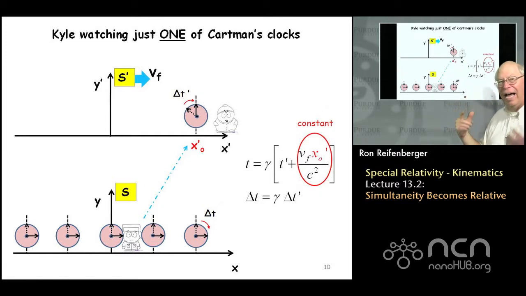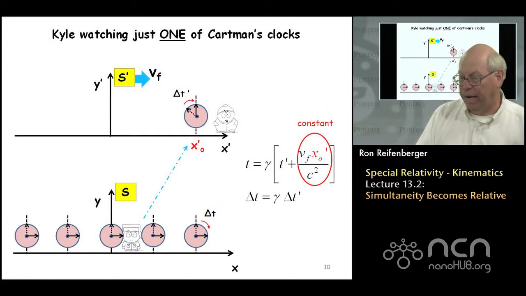When you take the time difference, the guy in the S prime frame measures a time difference delta t prime. You ask, what is the equivalent time difference measured in the frame S? That's delta t. So when you take the difference between t and t plus delta t in this expression, this quantity cancels out, and this is how you get the time dilation formula that we've talked about.